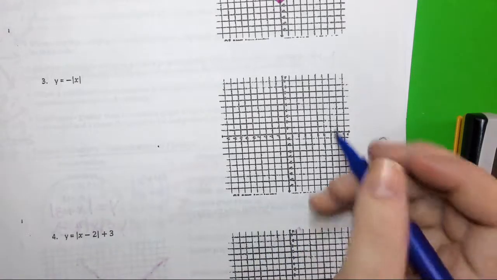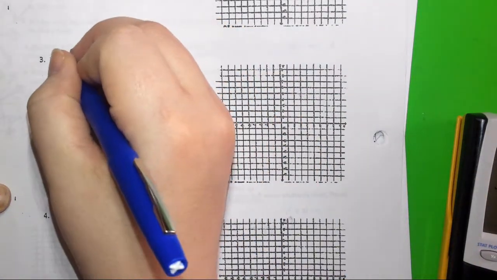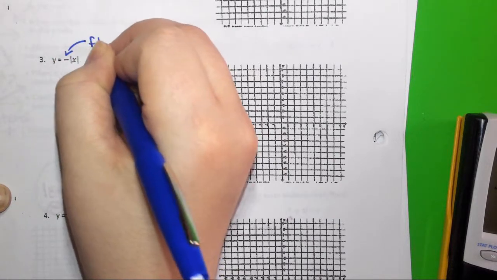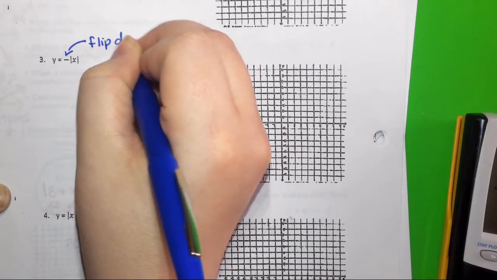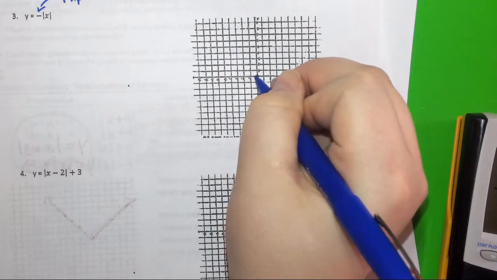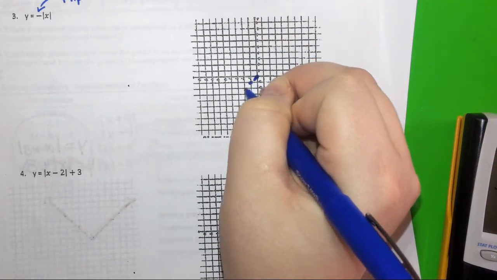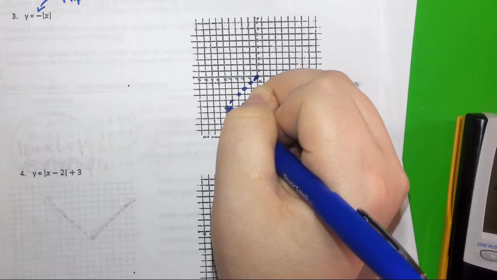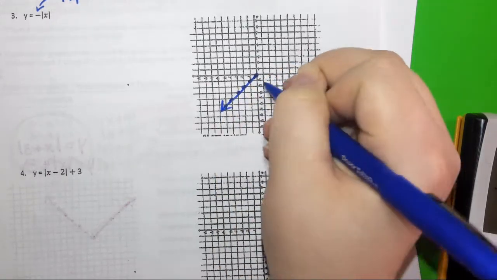Okay, cool. It's going to flip it. So that negative sign on the outside is going to flip down. So instead of being a happy V, we're still going to go through the origin, and we're still going to go over 1, up 1, but we're going to be a sad V.